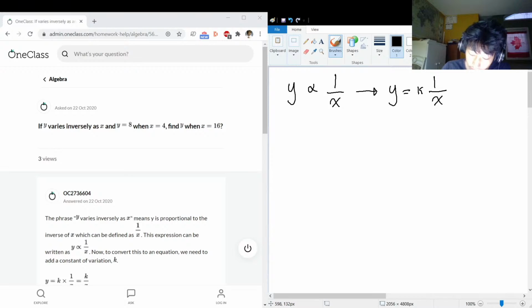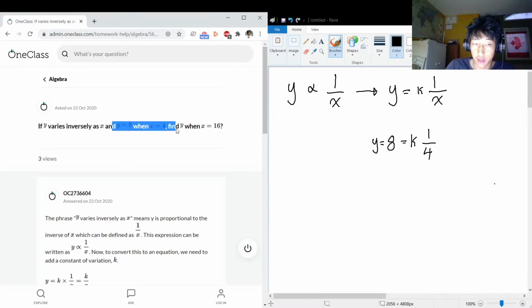So yeah, we also know that y is equal to 8, which is equal to k times 1 over 4. This is when x is equal to 4. That's what we're getting over here. Y equal to 8 is when x is equal to 4. So this should help us find what k is, what the constant of their inverse relationship is.